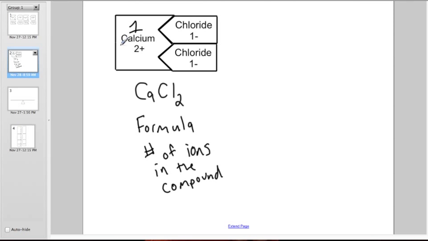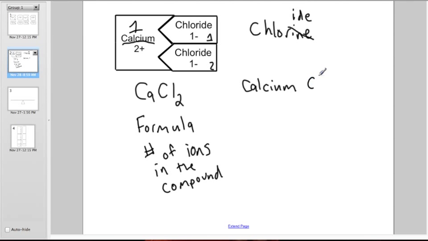And the name is just the name of the metal. Sorry, I forgot to count these. 1, 2. The name of the metal, calcium, and the name of the ion. This was chlorine, but chlorine only has 7 valence electrons, so when we change this and give it an extra electron, we change the name and we give it the ending IDE, which our pieces already have, calcium chloride. So we have the name.